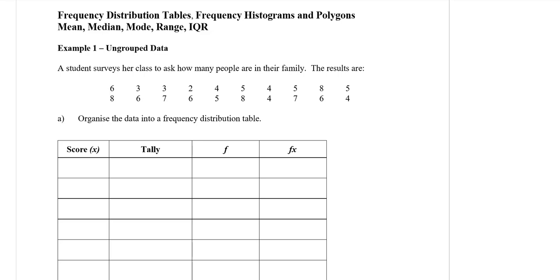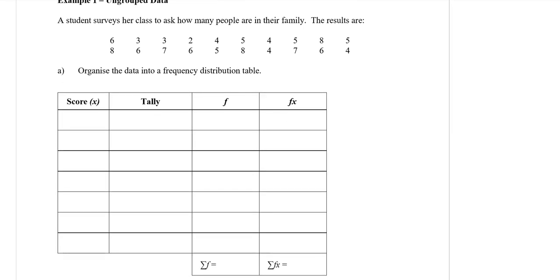All right, so let's start with the familiar one. This is our ungrouped data. We have students asked to do a survey and asked how many people are in their family. The results are slightly different though. If we look through the data, the smallest number that I can see, I think, is a 2. The biggest number that I can see is an 8. So that tells us that in the score, we need to start with 2 and list every number all the way up to 8. Then we have to fill in our tally.